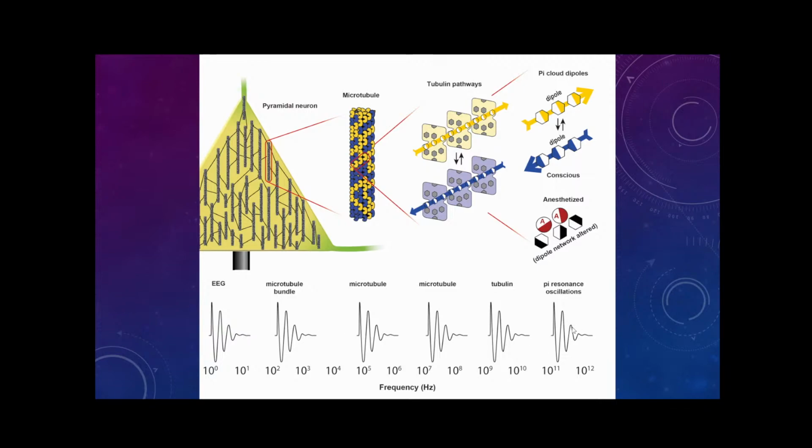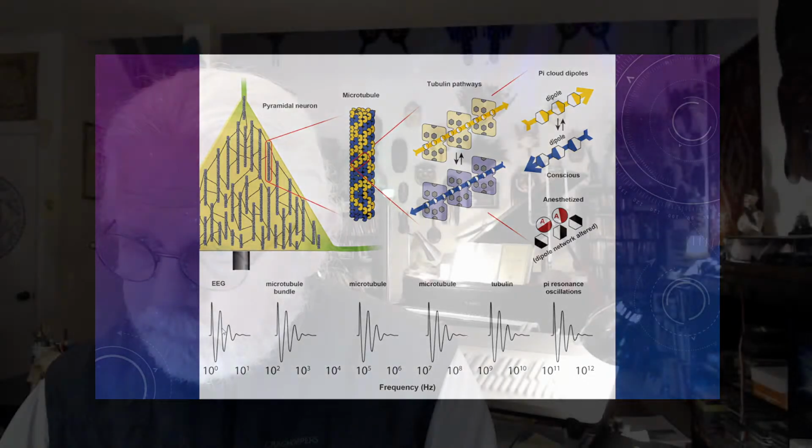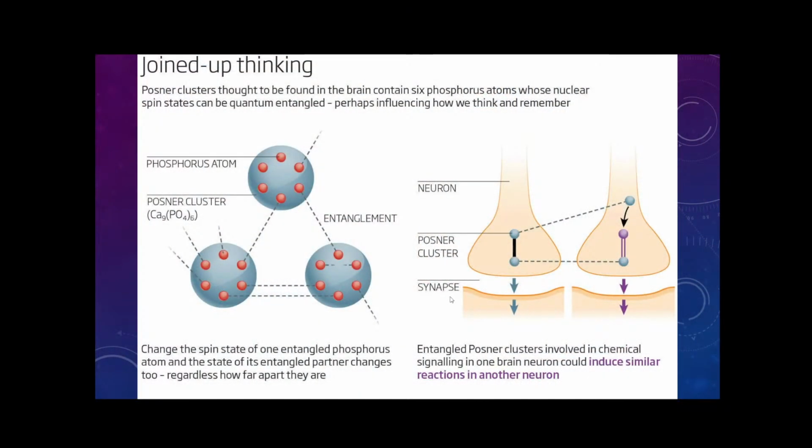This is the link right here. All of these are synchronized up at nanoscales of frequencies. Synchronized up to your brain. And brain waves are associated with states of consciousness. All linked up through what I talked about before, Posner clusters in phosphorus atoms of the brain, linked with the synapse, pushing quantum states that are associated with quantum computing at a synapse level.